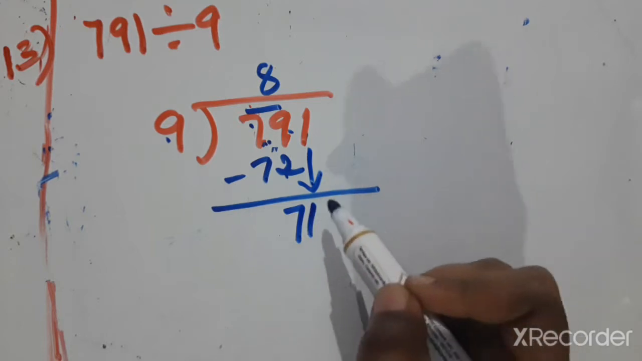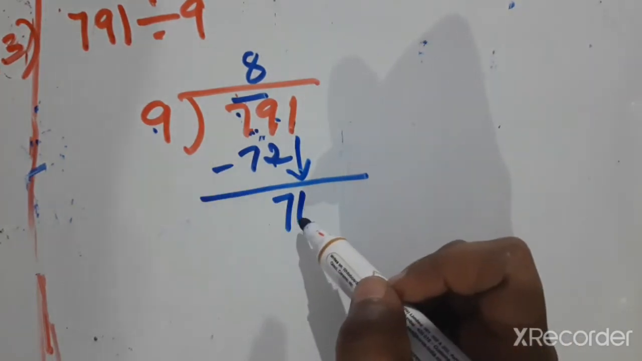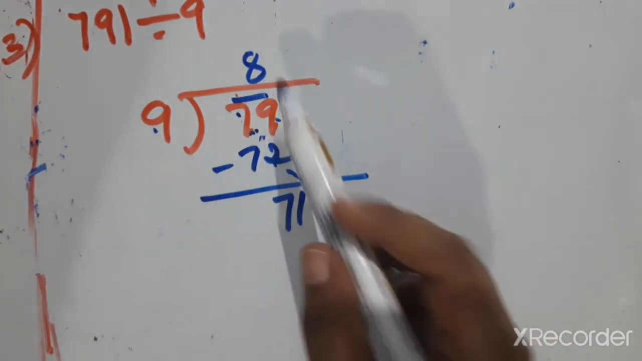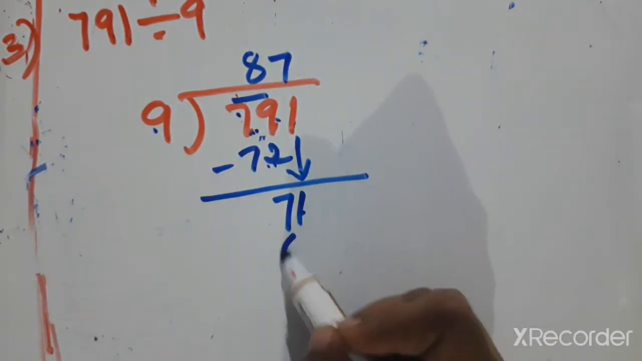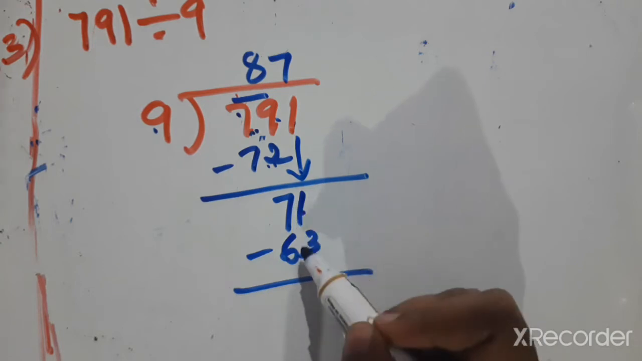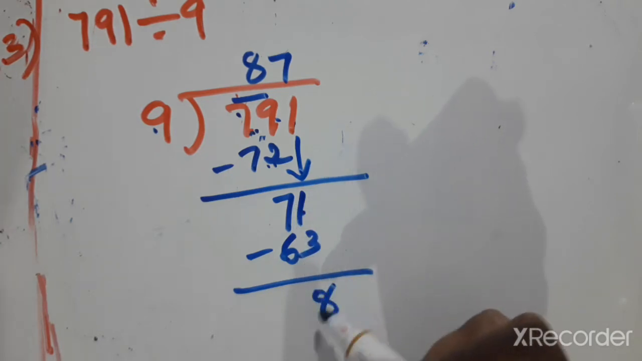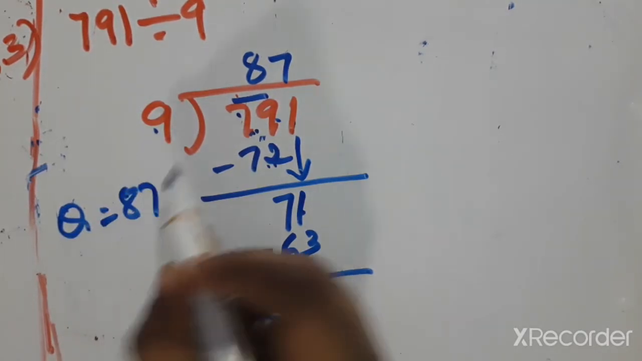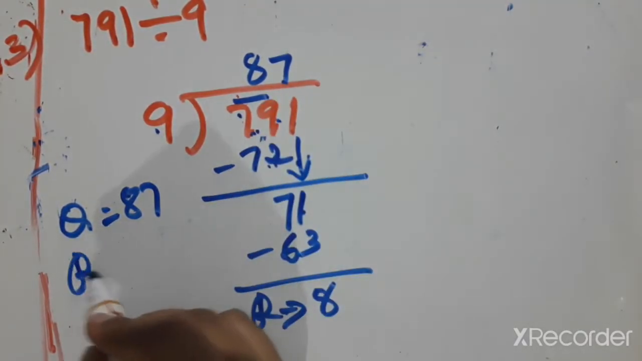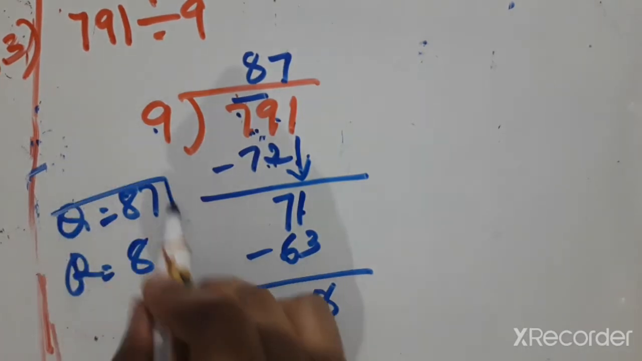Bring this 1 down, 71. 9 how much are nearer to 71? 9 eights are 72. 72 is greater than this. So 9 sevens are 63. 71 minus 63 means 8. 8 is the remainder. Quotient is 87. Remainder is 8.